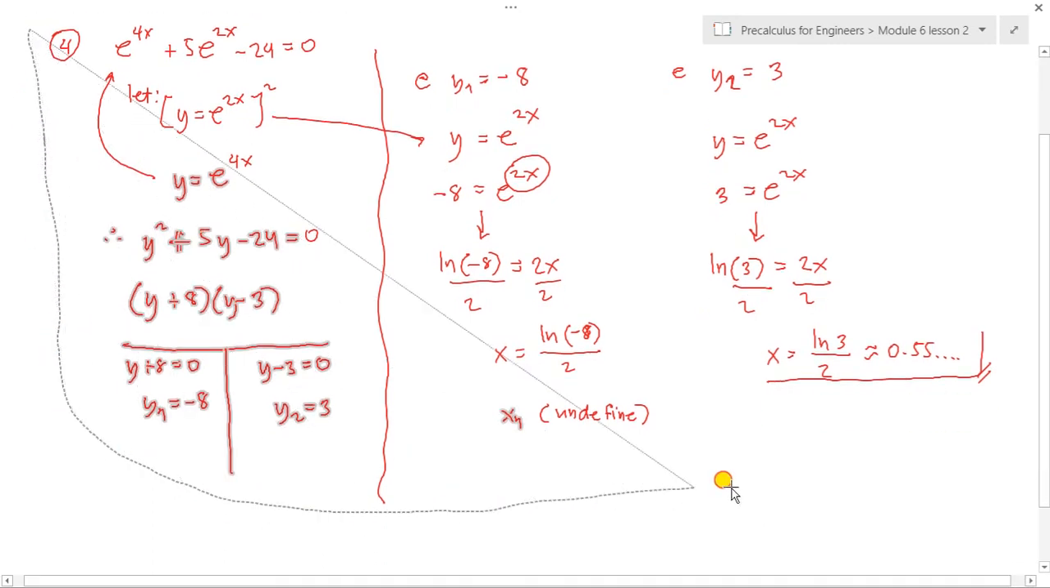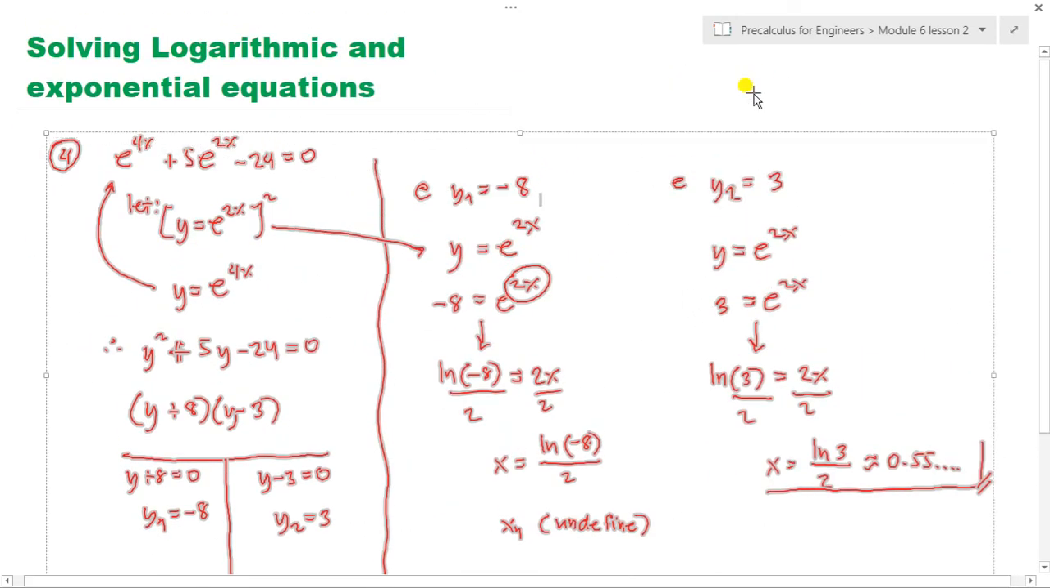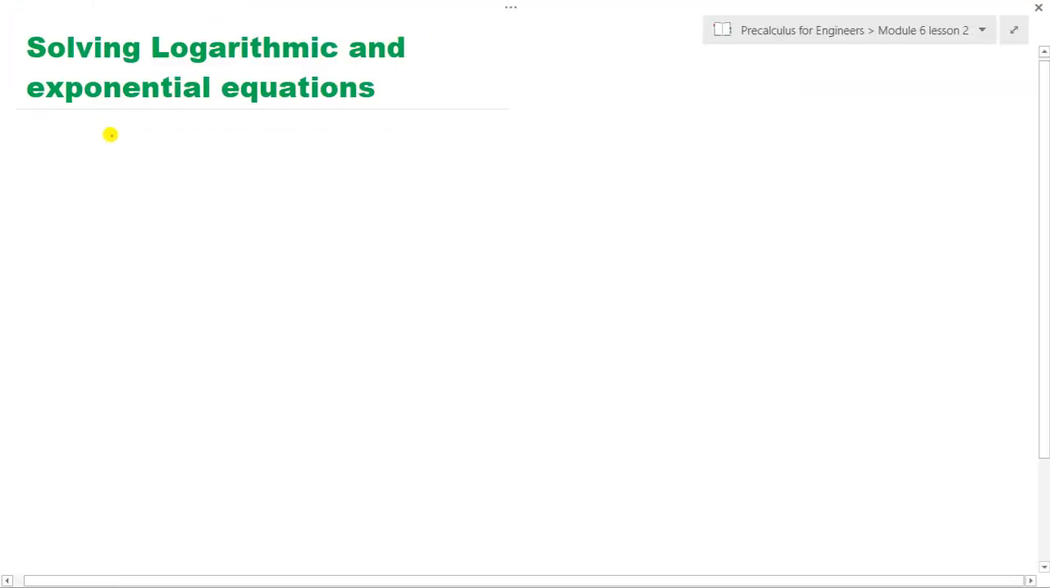So let's proceed to example number 5. Let's say naa tay logarithmic nga equation. The log of 5x minus 1 to the base of 3 is equal to the log of x plus 7 to the base of 3. Now, if makasulbad po kayo ug equation for logarithm, class, ang goal nato is to have the same base.